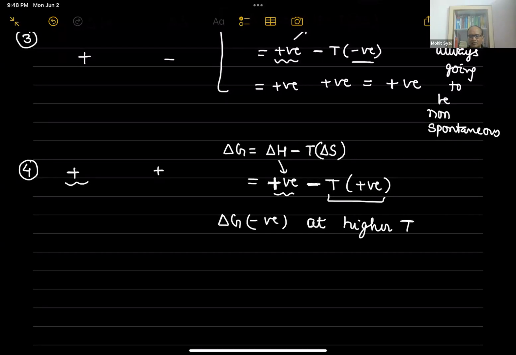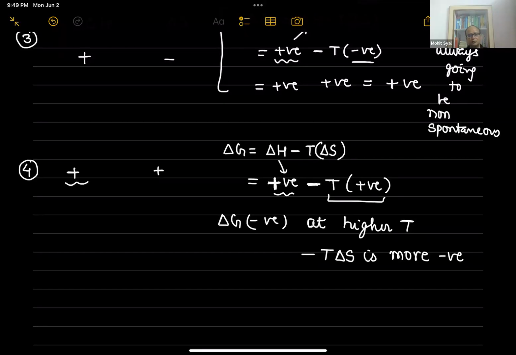At higher temperature, minus T delta S is more because you are multiplying with a higher value of temperature. So that T delta S is going to have more value, and because it has a negative sign, it will be more negative than the positive delta H. So it will make the whole delta G negative. Maha, is it clear? Yeah. Nabila, clear or not?